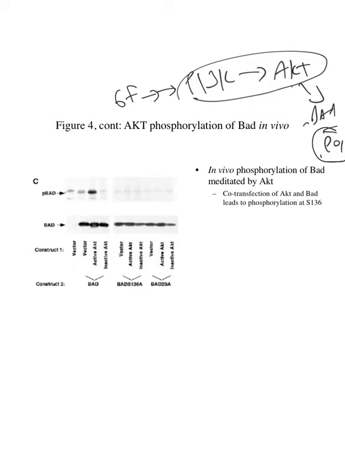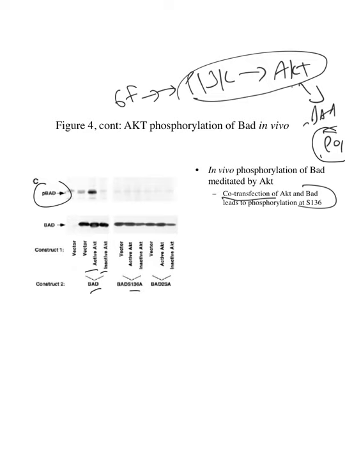So now they do a co-transfection of their cells, both with AKT of various versions, either inactive or active. And then they also transfect bad at the same time in either wild type bad or the S136 mutant bad. And now they ask, does phosphorylation of bad occur? They go back to using their phosphorylation specific antibody.